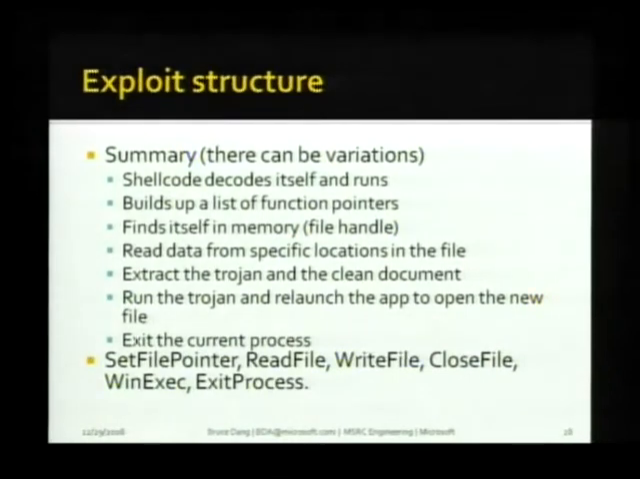Sometimes we use exit thread. And then once it builds up that table of function pointers, it will do a file handle brute force, and then once it finds itself, it seeks to the offset, and then they already know ahead of time how big the Trojan is, so they just read that much and then they write to disk. And typically they'll extract it to the temp folder, and then they run it.